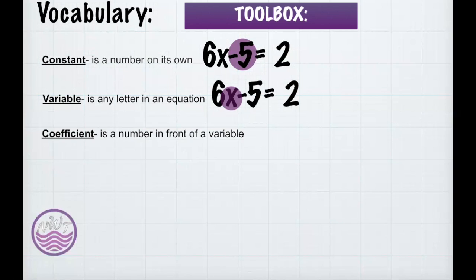The next vocabulary word is coefficient. A coefficient is a number in front of a variable. So basically exactly what you see in 6x minus 5 equals 2. Our variable, as we stated before, was x. So the number in front of that variable is 6. So that is our coefficient of this two-step equation.